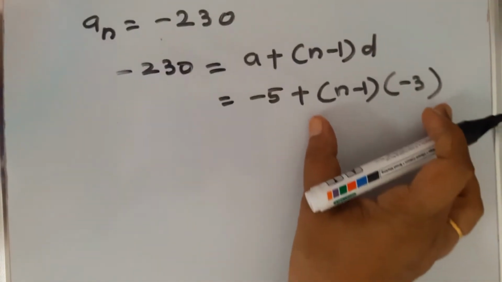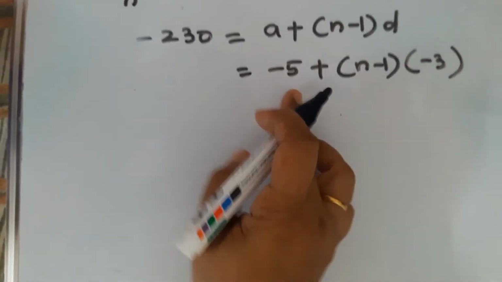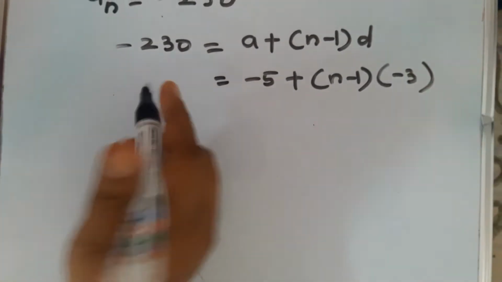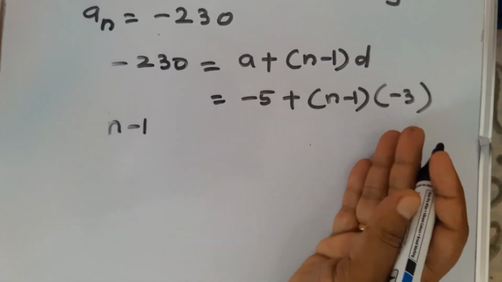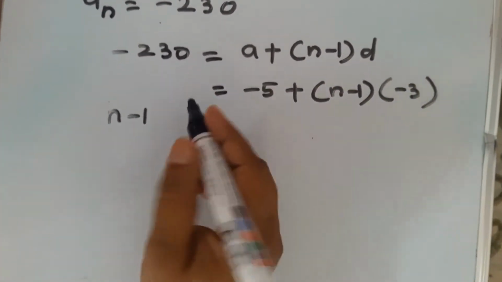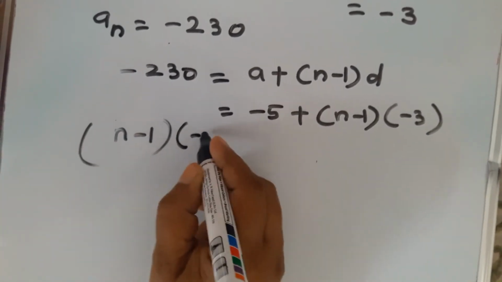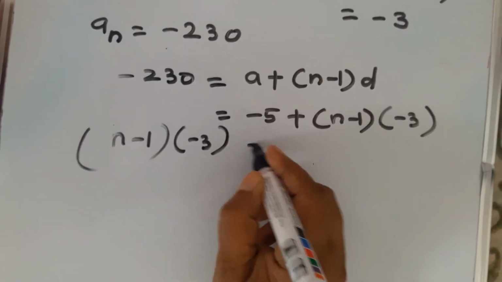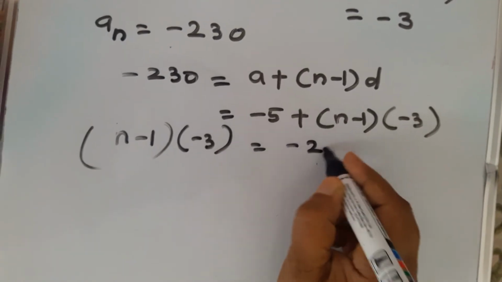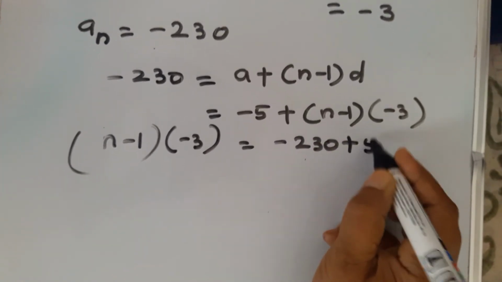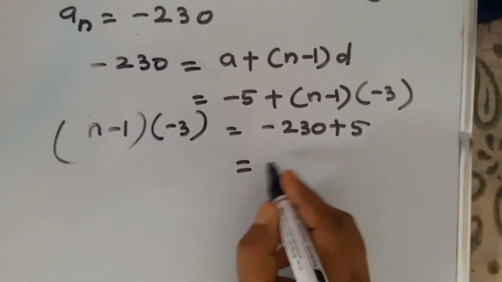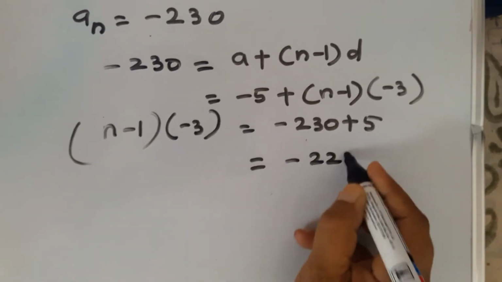Okay, keep this n minus 1 and minus 3 on one side, bring this to the other side. So let me take this to the right hand side here actually. I am not shifting, I am just interchanging both the things. Okay, so this will become minus 230 plus 5. So this is minus 230 plus 5 is minus 225.